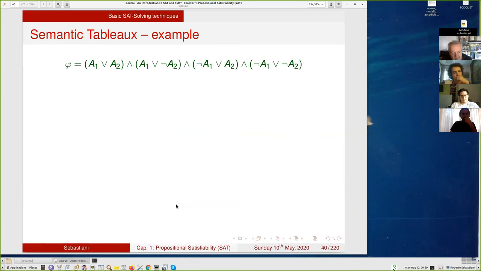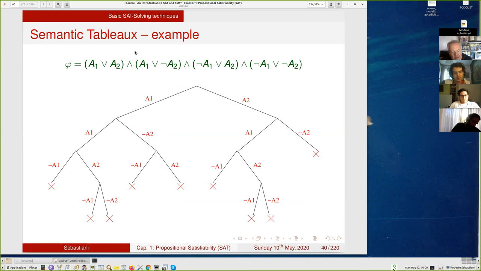Let's see an example, the same problem as before. Let's try to solve this with semantic tableaux. First try to break the and. The and is easy: just drop the and and consider this as a collection of clauses. Once you have applied all the and rules, just drop those ands and collect those four clauses. Then you start looking at the connectives. Let's start from left to right. First you expand this one, so you put A1 on the left and A2 on the right.